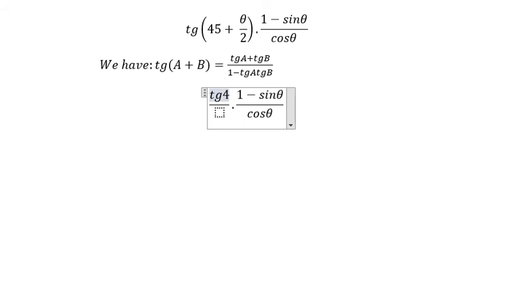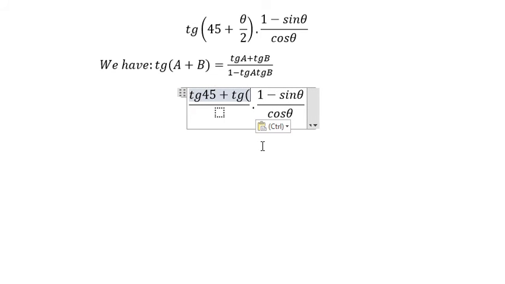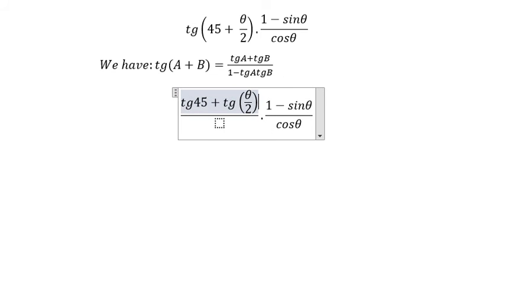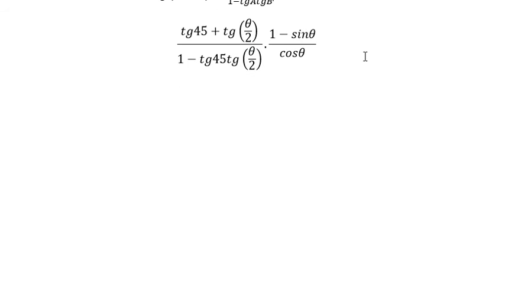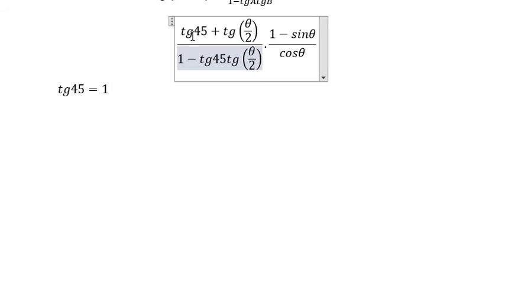tan 45 plus tan theta over 2, over 1 minus tan 45 tan theta over 2. We know that tan 45 equals number 1, so we change it to number 1 in here.